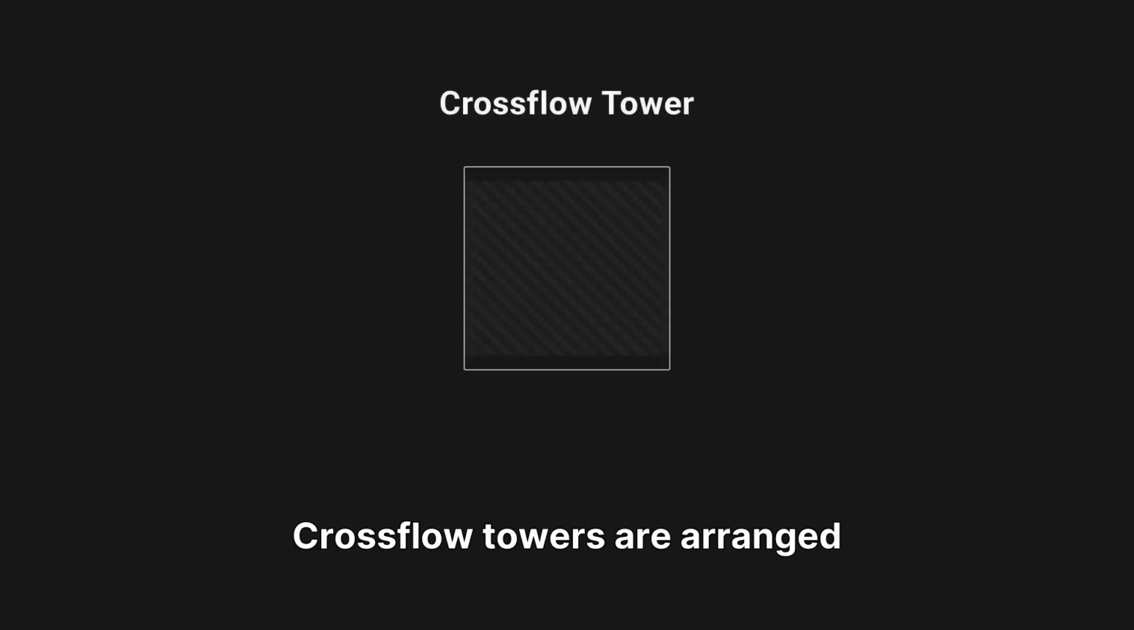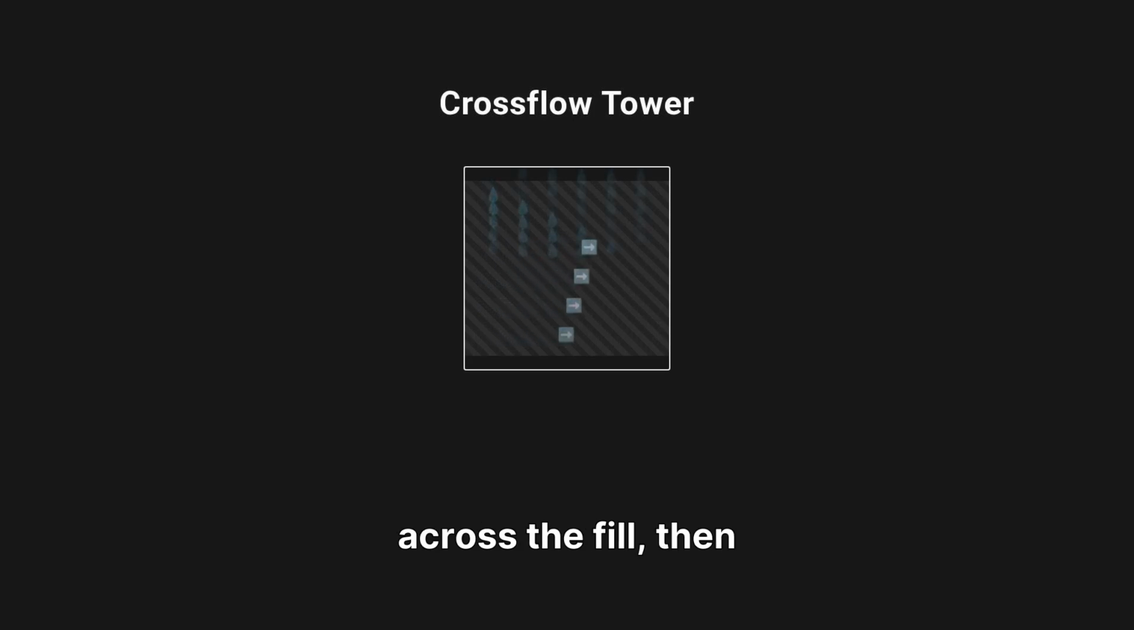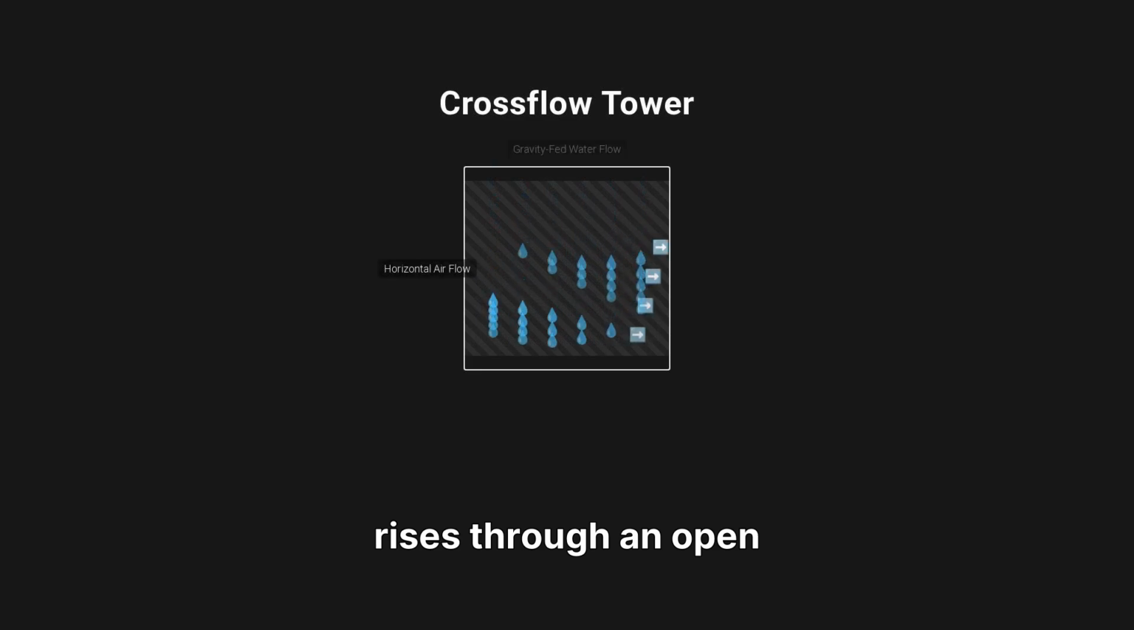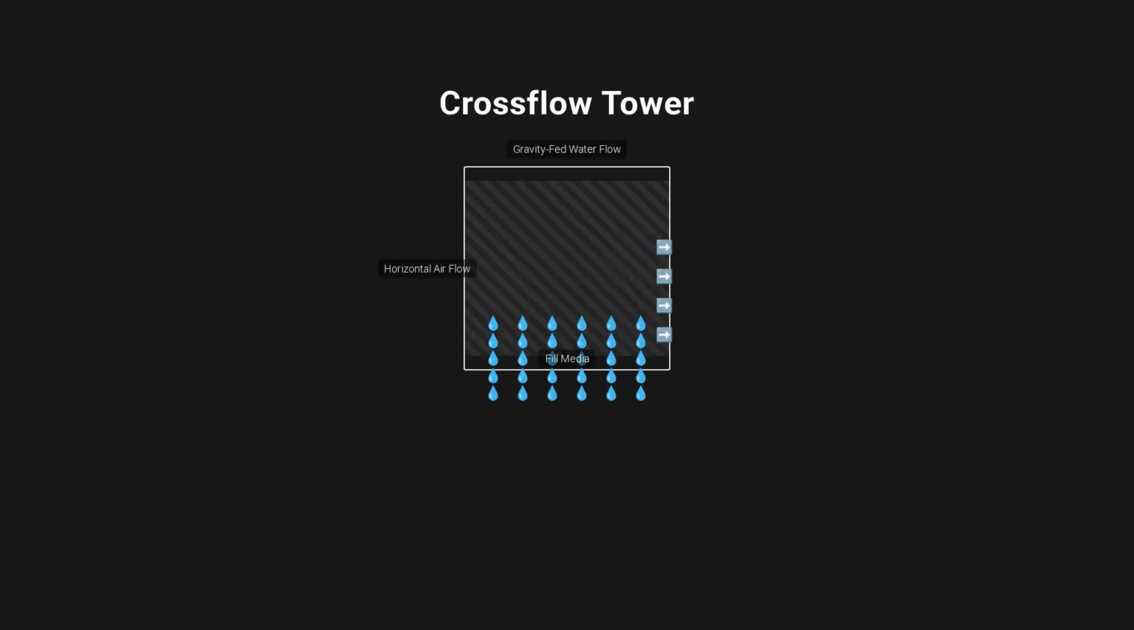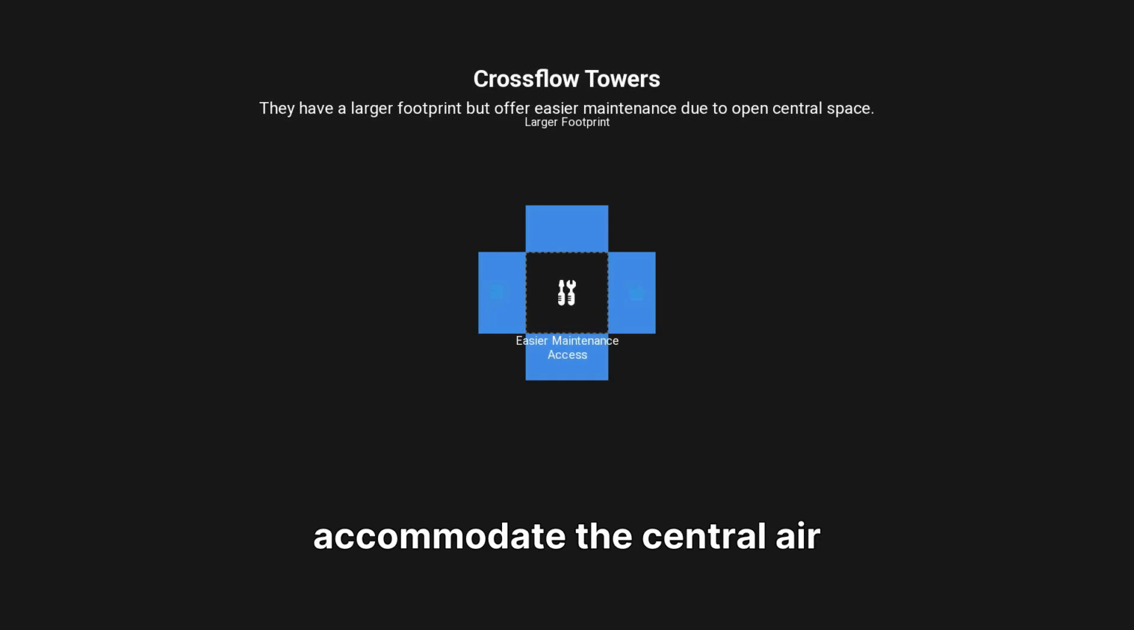Crossflow towers are arranged differently. Air is pulled in horizontally through louvers, moves across the fill, then rises through an open plenum in the center to exit. Meanwhile, hot water enters shallow basins at the top and flows straight down through drilled openings, relying solely on gravity instead of spray nozzles. With air traveling perpendicular to the falling water, crossflow towers tend to require more space to accommodate the central air pathway. That same open center makes access easier, resulting in a more maintenance-friendly design.